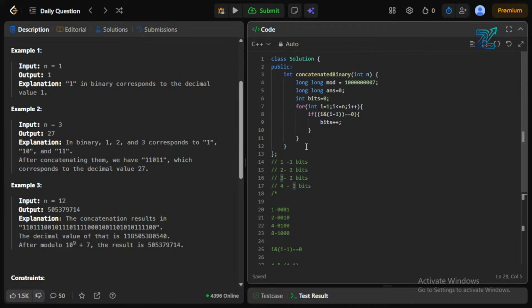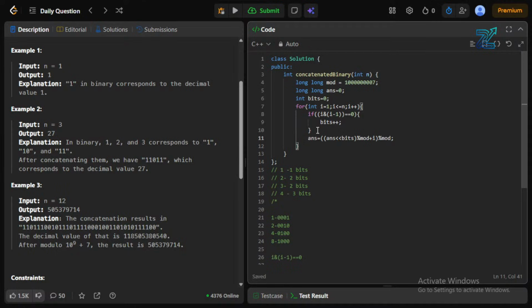Therefore I am going to write answer equal to answer left shift bits. Our bits we are incrementing here, right? Then modulus mod, plus i, and modulus mod. Okay? So don't get tension by seeing this much line. We will explain, so don't worry. In this problem, this is the most important line.